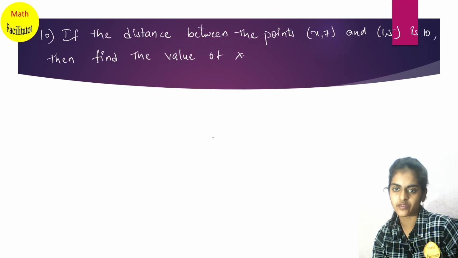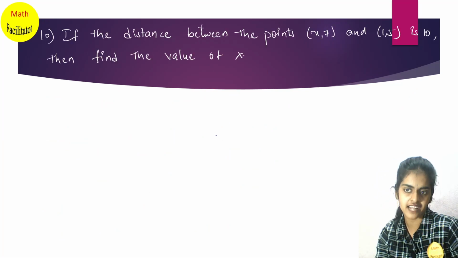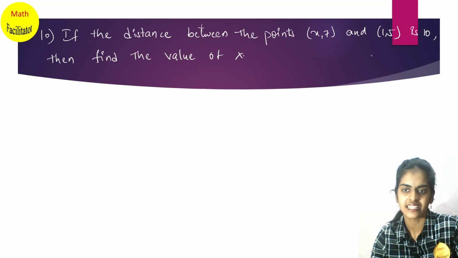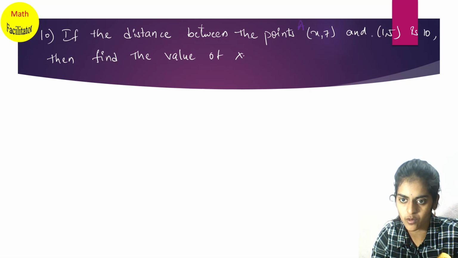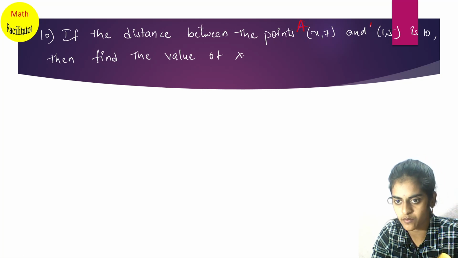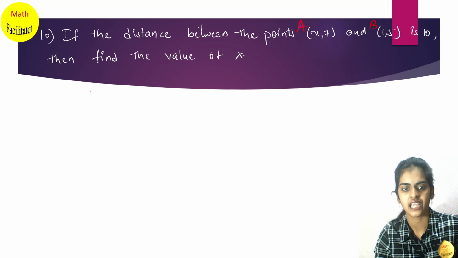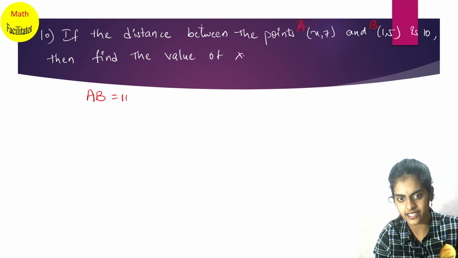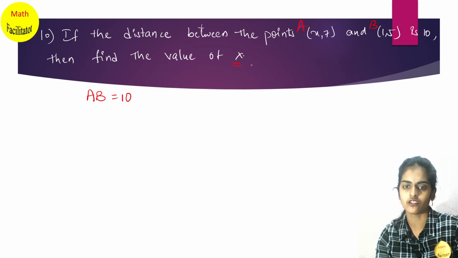If the distance between the points (x, 7) and (1, 5) is 10, suppose this is point A and this is point B. Let us take this as point A and this as point B. The distance between AB is 10 units.